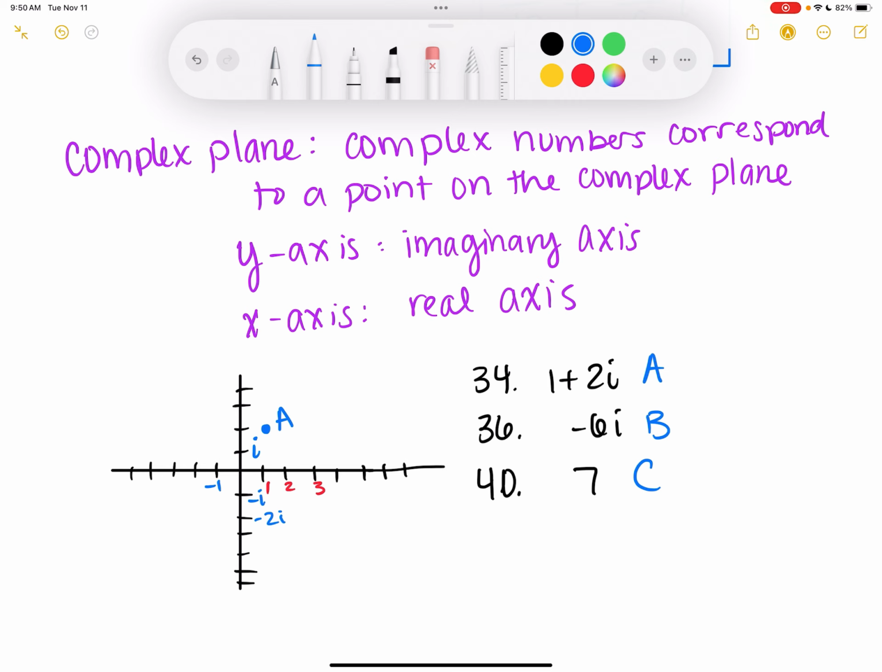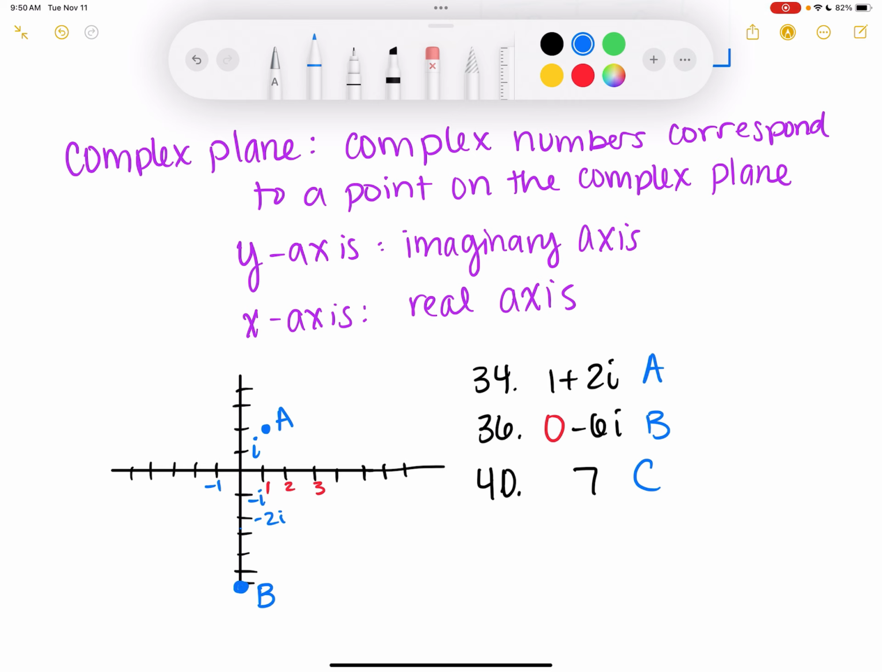36 is negative 6i. So that means on the real axis, I'll basically just have a 0. So it's not going anywhere on my x-axis. On the y-axis, I'm going down 6. So 1, 2, 3, 4, 5, 6. This is point B.